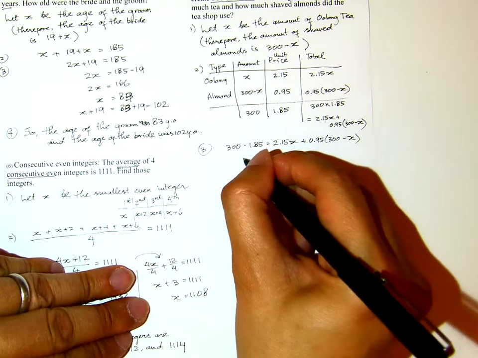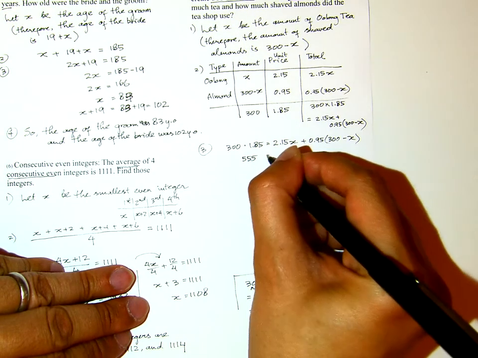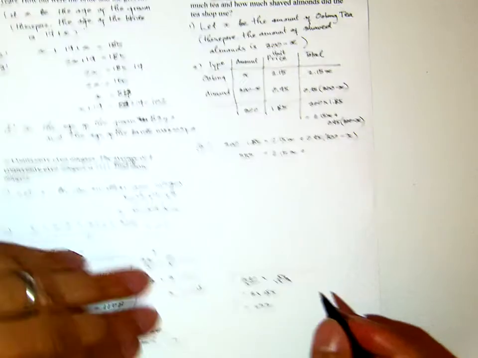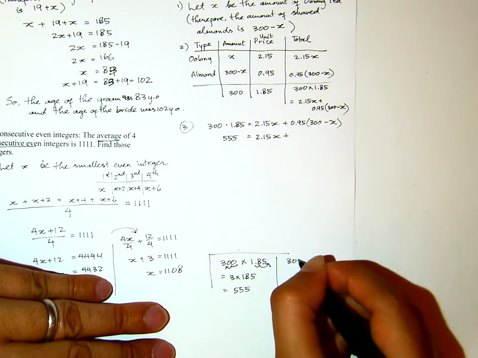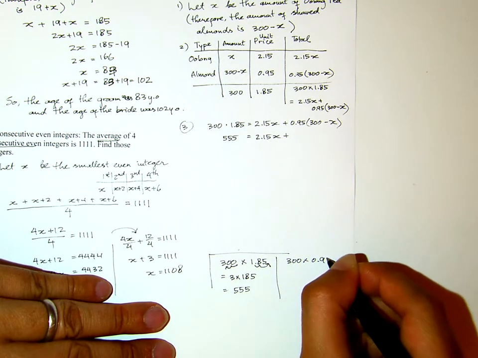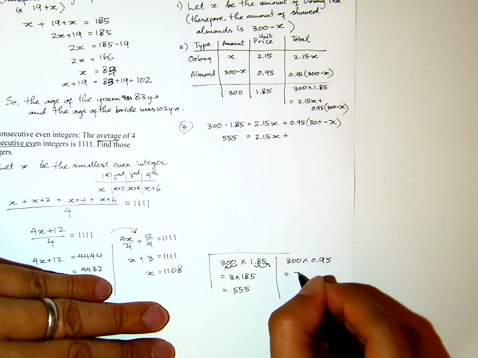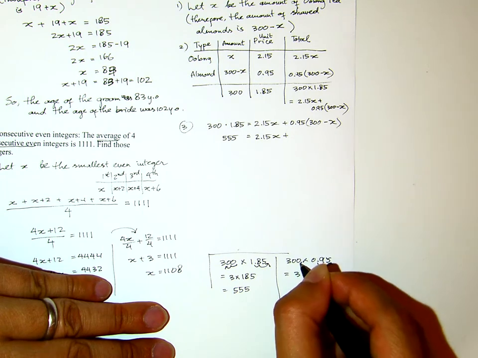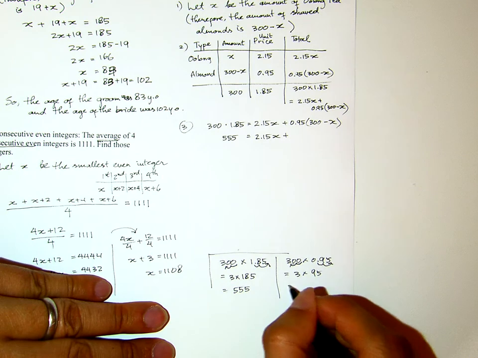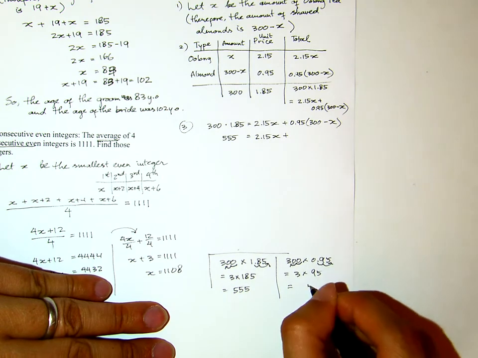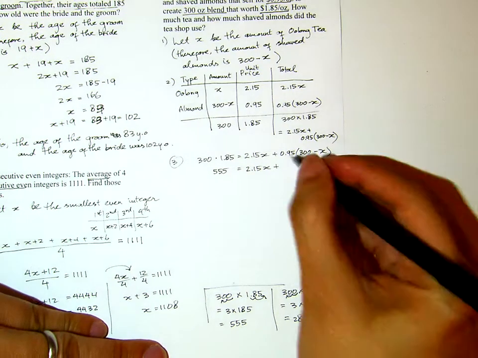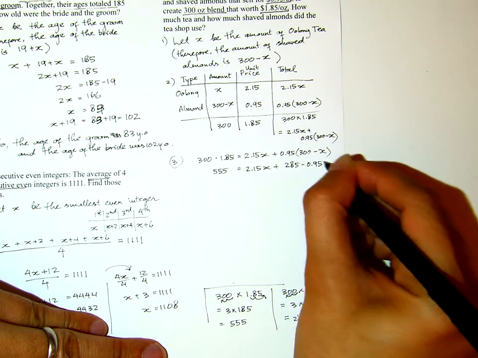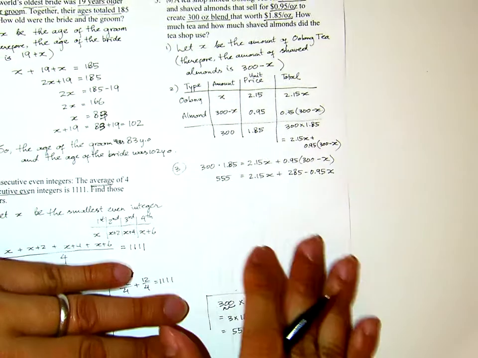Okay, so this will be 555 equals 2.15x plus, we will do the same trick again there, 300 times 0.95 is the same as 3 times 95. You move two decimal places here and you compensate the decimal places here. But this will then be 285, 285 minus 0.95x. Now I will continue solving this.